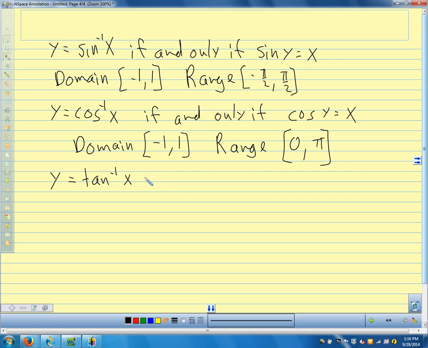And y equals inverse tangent x if and only if tangent y equals x.